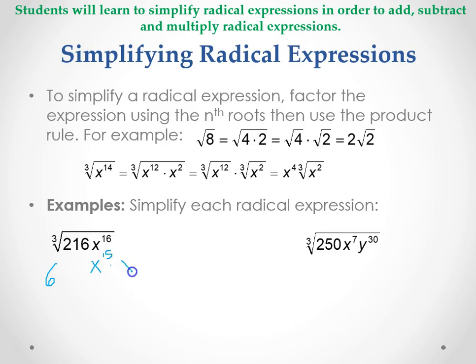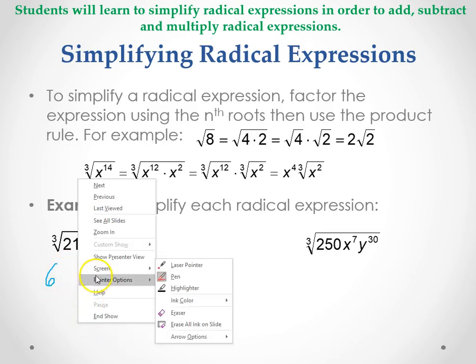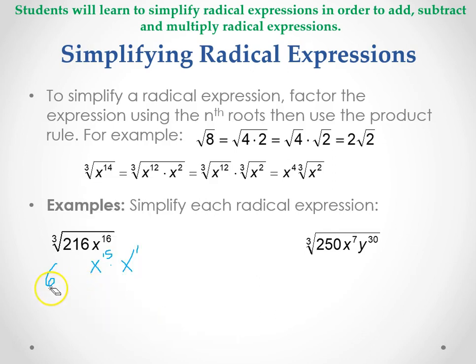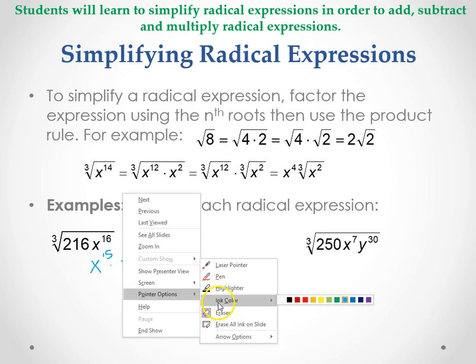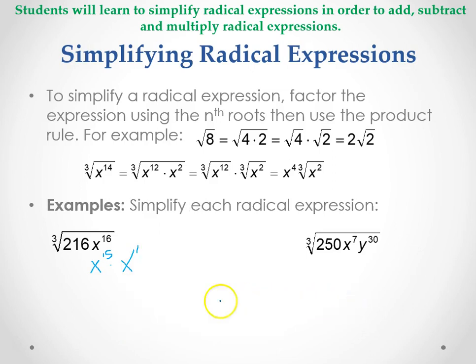And x to the 1st, right? So that is going to be x to the 5th. And then a cube root of x. So you're going to have 6 x to the 5th and a cube root of x.